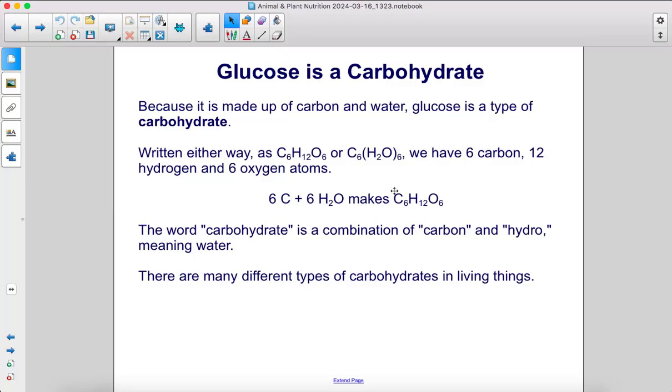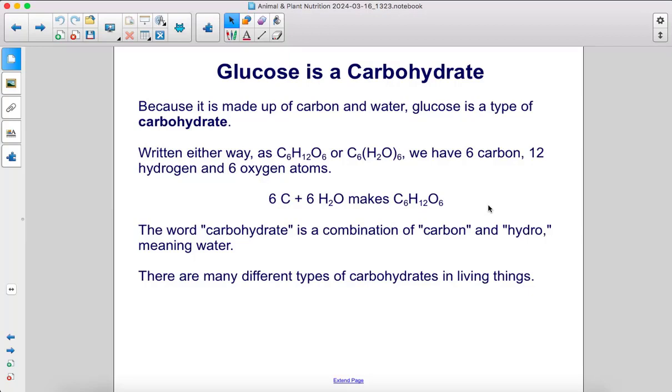Written either way as C6H12O6 or C6(H2O)6, we have 6 carbon, 12 hydrogen, and 6 oxygen atoms. So 6 carbon plus 6 water makes C6H12O6. The word carbohydrate is a combination of carbon and hydro, meaning water.